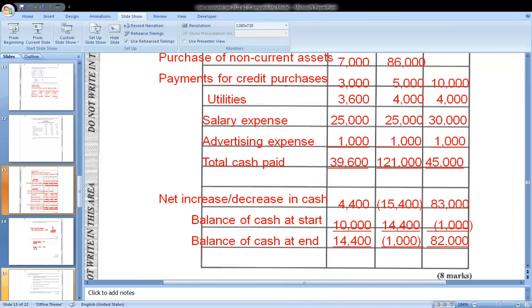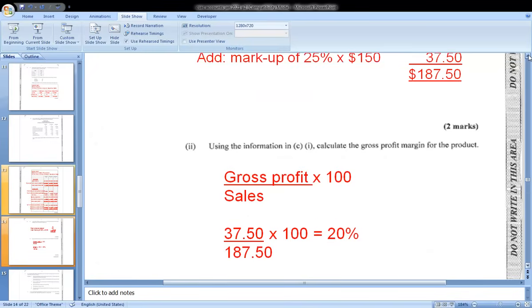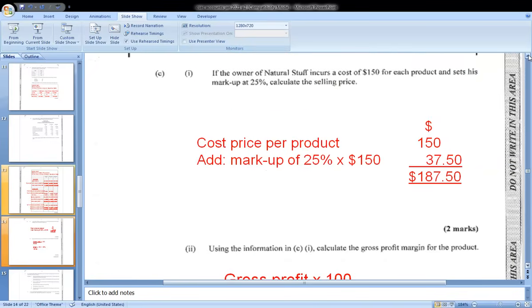So that's the B part. Let's look at our final part of the paper now for question 3. C. It says, the first part, if the owner of Natural Stuff incurs a cost of $150 for each product and sets his markup at 25%, calculate the selling price. So the cost price is $150. Then we're going to add our markup of 25% of 150, which is $37.50, and that's a total of $187.50. So that's our selling price.